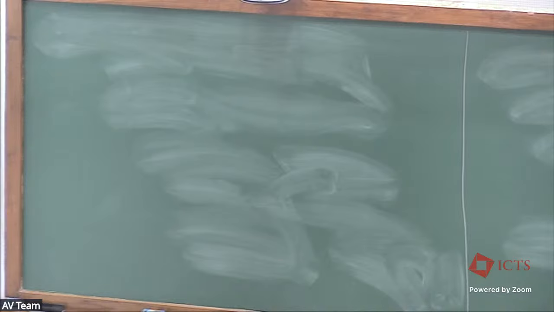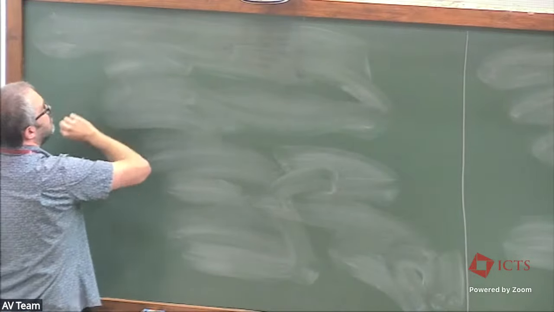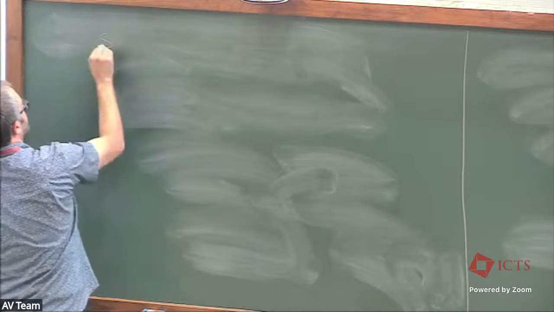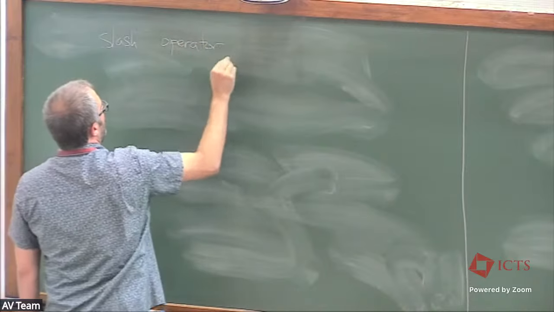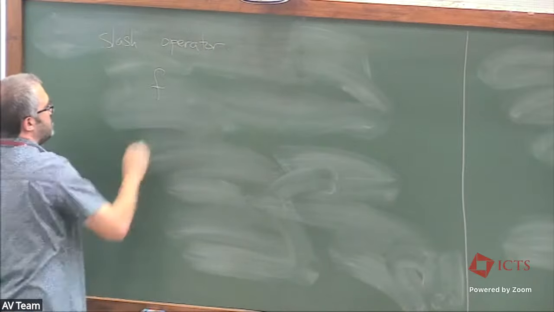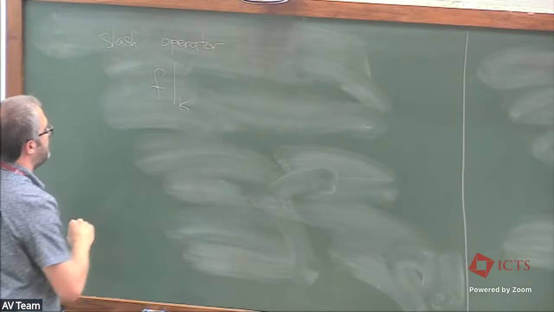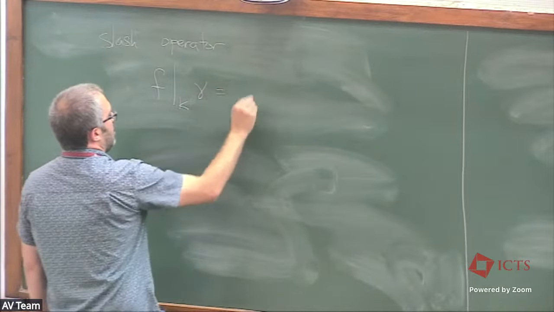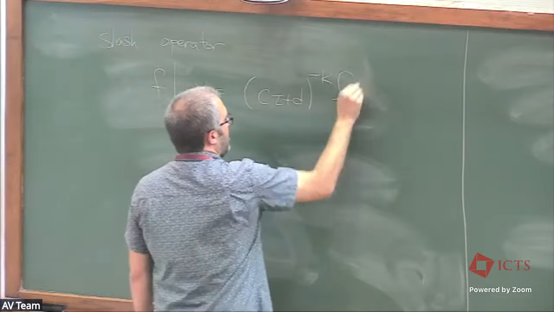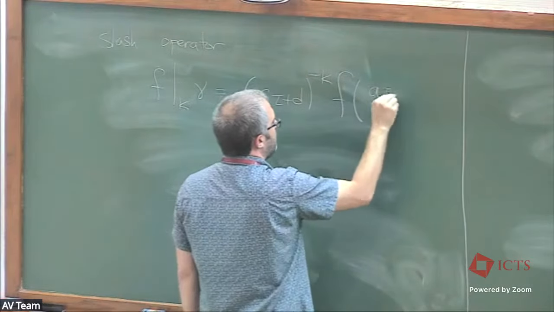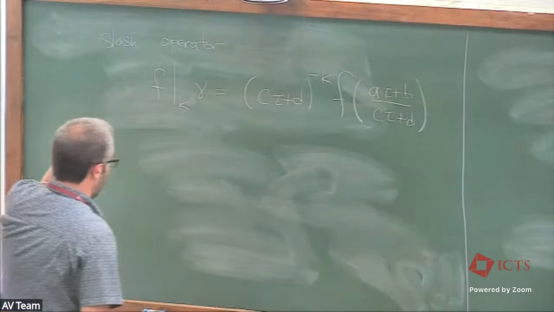Okay, so it will be convenient to define one more thing before I get into modular forms. I'll define the slash operator. This acts on any complex function. So f slash k of gamma is going to be (c tau plus d) to the minus k times f of gamma z, or a tau plus b over c tau plus d. Okay, so I'll be using that a lot.